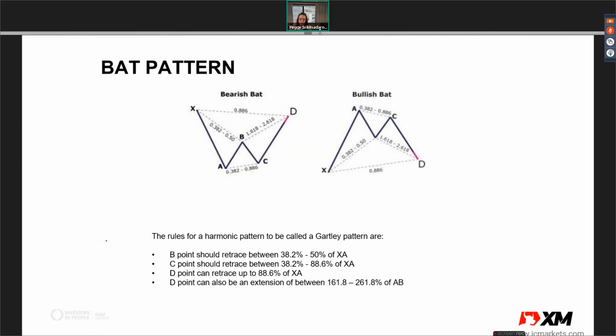Okay, what about the bat pattern? The bat pattern is the same as the bearish bat and bullish bat. What you can notice is that, like I said, it's like a W or M pattern. Over here, the rule is that B should retrace between 38.2 to 50% of XA. You draw Fibo from here to here, then you get the retracement, which is the B point. And C should retrace between 38.2 and 88.6% of AB.